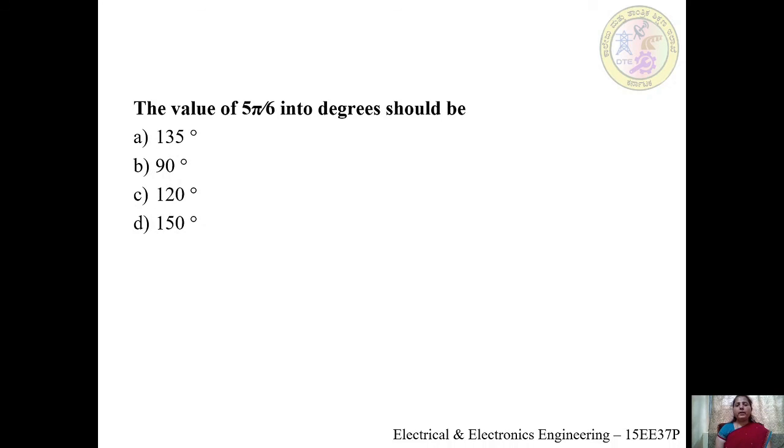The value of 5 pi by 6 in degrees should be: 135 degrees, 90 degrees, 120 degrees or 150 degrees. So here you are converting radians into degrees. So you should be multiplying this term by 180 degrees by pi. So here you will get 150 degrees. So the answer is D.